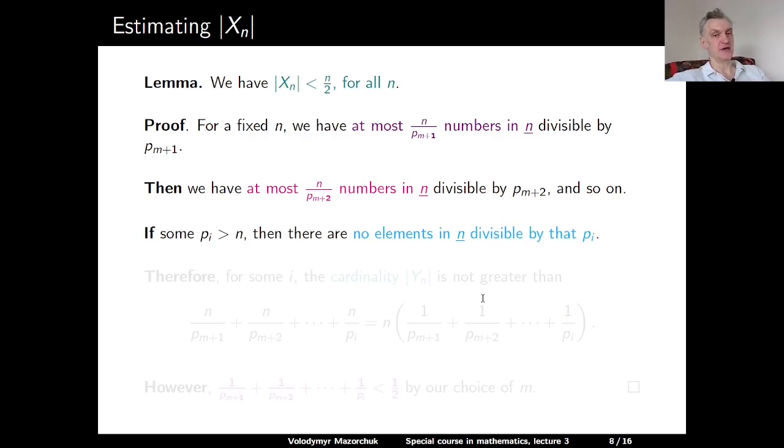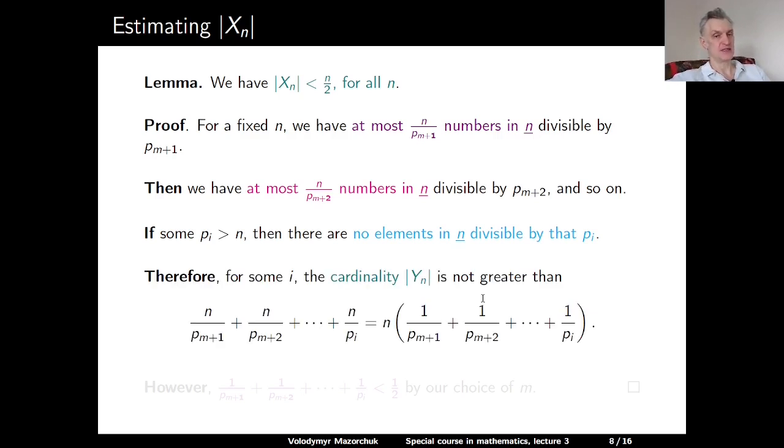So if some p_i is greater than n, then there are no elements in n underlined divisible by p_i. So therefore, for some index i, the cardinality of X_n is not greater than n divided by p_{m+1} plus n divided by p_{m+2} plus and so on plus n divided by p_i. And if we take n out, we get n times 1 divided by p_{m+1} plus 1 divided by p_{m+2} plus and so on plus 1 divided by p_i. However, this sum in brackets is smaller than 1/2 by our choice of m, because this sum is exactly the difference between two elements in our sequence, and by our choice of m and our definition of big primes, this is smaller than 1/2. And this proves our lemma.